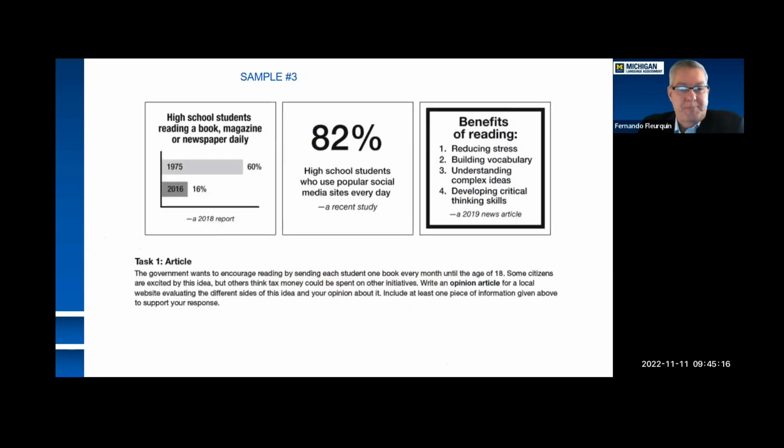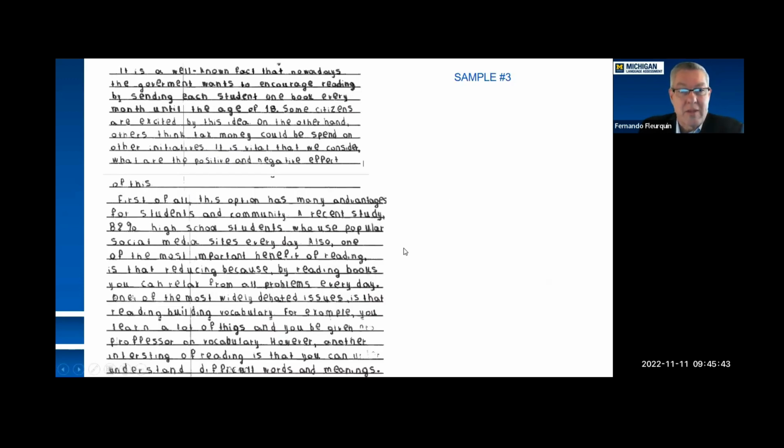Let's look at another one. This is an article. The government wants to encourage reading by sending each student one book every month until the age of 18. Some citizens are excited about this idea, but others think tax money could be spent on other initiatives. Write an opinion article for a local website evaluating the different sides of this idea and your opinion about it. Include at least one piece of information given above to support your response. And you have those three sources there.